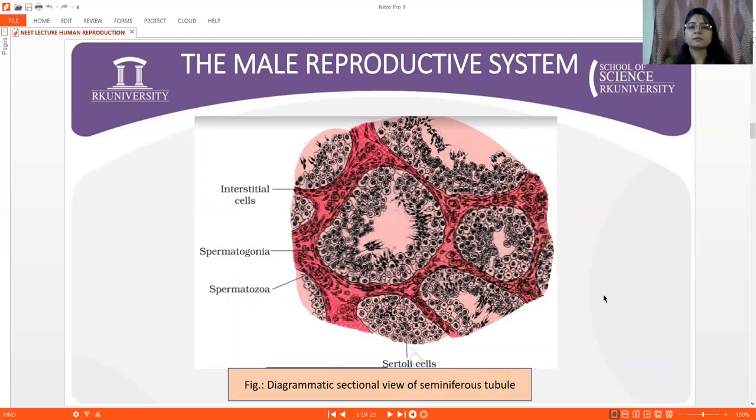Now coming to the next part, here we'll see the section of seminiferous tubules. We'll see the structure of seminiferous tubules. These seminiferous tubules, you can see here, contain the interstitial cells. Next to these interstitial cells lies the spermatogonia. This spermatogonia is converted to spermatozoa. Here, a special type of cells called Sertoli cells are present, which nurture the spermatozoa. So this is the structure which gives the information of the seminiferous tubule.